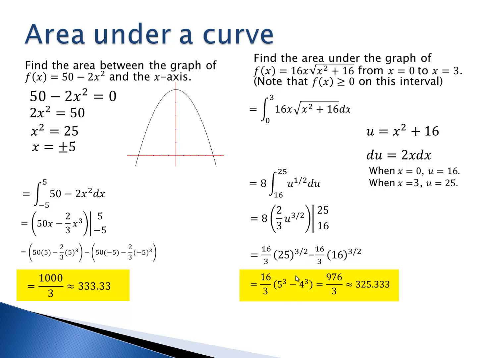Both of them times 16/3, and then we're subtracting. So I've kind of factored out the 16/3 there and written 5 cubed minus 4 cubed. Alright, and that ends up giving you 976 over 3. And that's 125 minus 64, and then multiply by 16, you get 976, and that 3 on the bottom there. So that'd be an exact solution, or in the calculator, 325.333, 325 1/3. So actually almost the same area here with a completely different function.